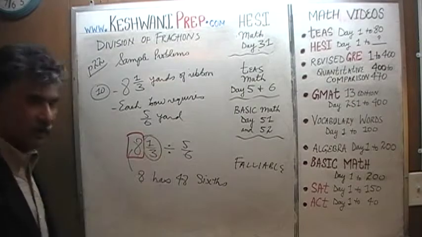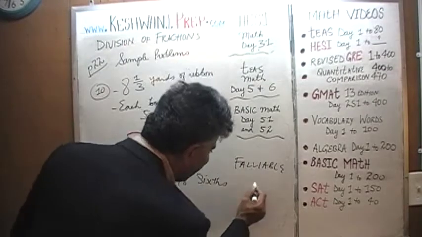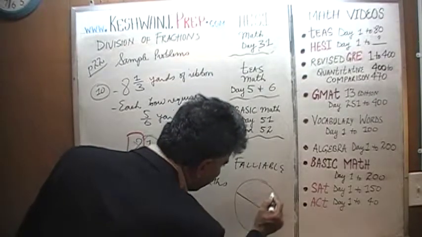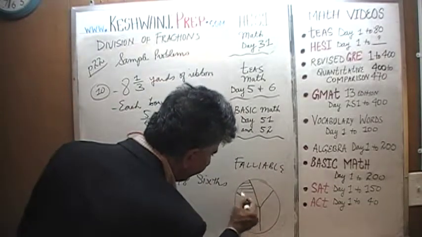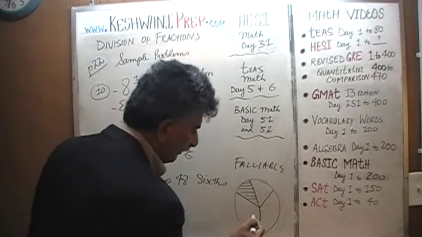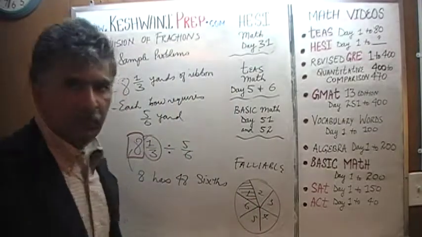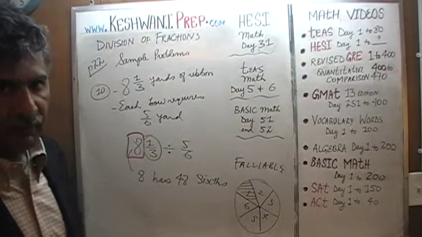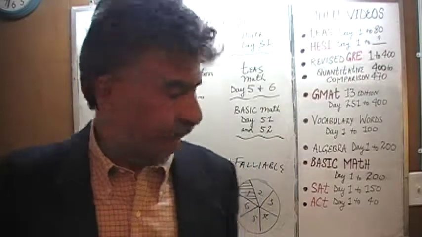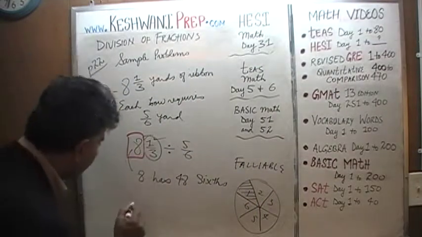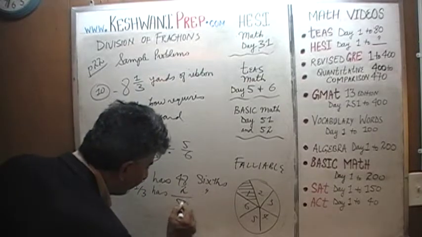How many sixths does a third have? A third is made up of 2/6. A sixth and a sixth make a third. We just saw it a little while ago. Here is a pizza. We break it up into 3 equal parts. If you take a half of that, that's a sixth. That's another sixth. You can cut this into 6: 1, 2, 3, 4, 5, 6. A third cut into half, a third cut into two equal parts, will represent a sixth of the pizza. So one third has 2/6. That makes 50/6.